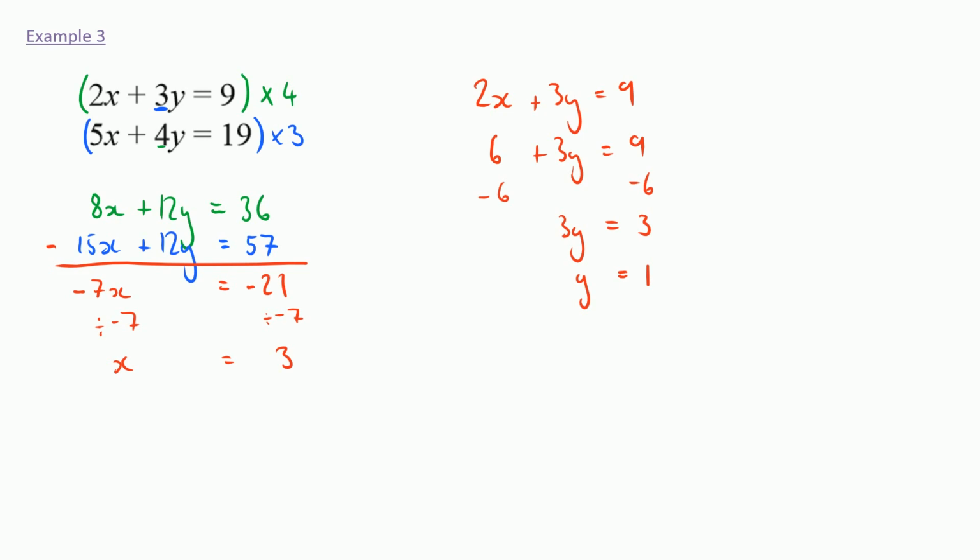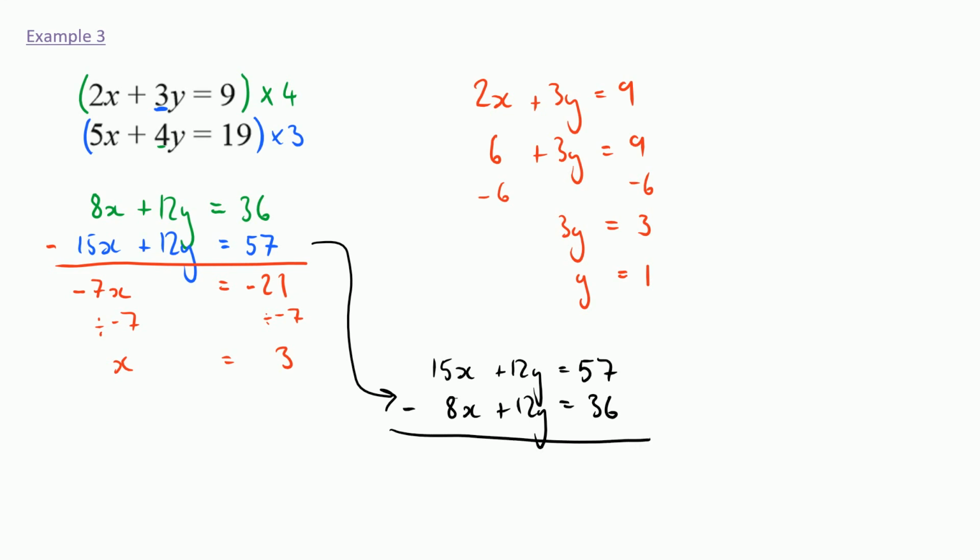Now this was a little bit tricky and we had a lot of negative numbers involved here, and to make this a little bit easier I could have done this a little bit differently. If instead of taking 15 away from 8 I was to write these equations down the other way round, 15x plus 12y equals 57 and 8x plus 12y equals 36. If I do my subtraction this way round, I don't get any negative numbers. 15 take away 8 leaves me 7x, nada, and 21. And notice that I end up with the same solution, dividing by 7, that x is equal to 3. So that might have just made that last bit a little bit simpler.